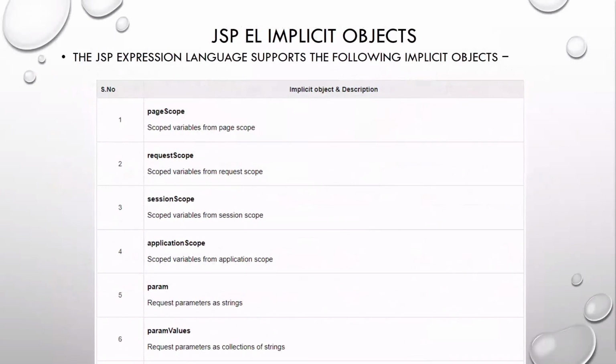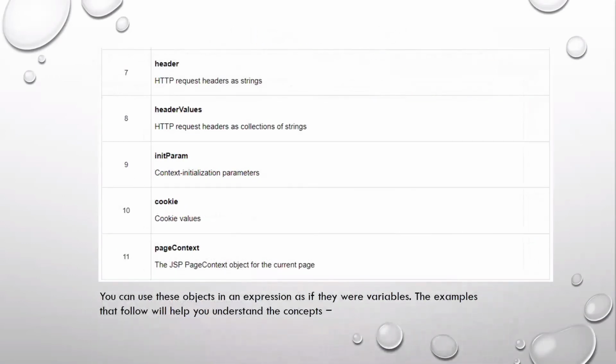JSP implicit objects. The JSP expression language supports the following implicit objects. You can see the implicit objects here. You can use these objects in an expression as if they were variables. The examples that follow will help you understand the concepts.